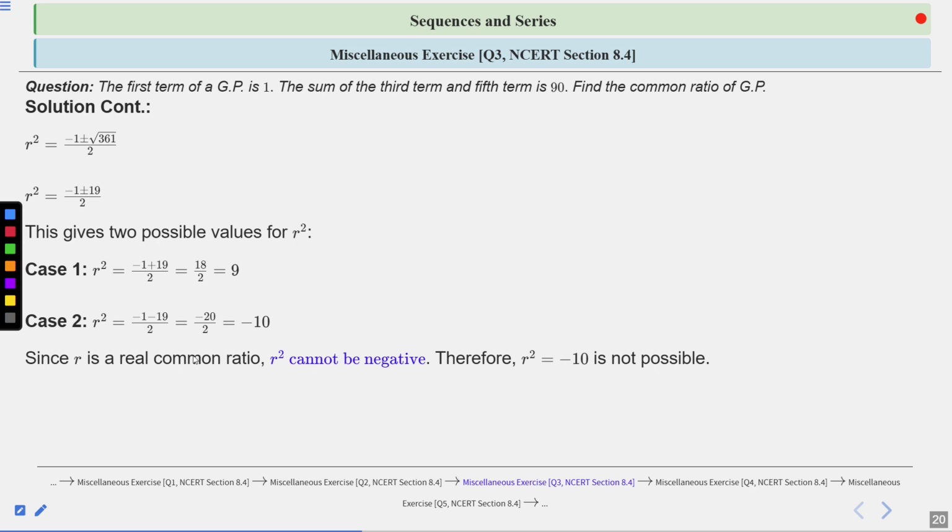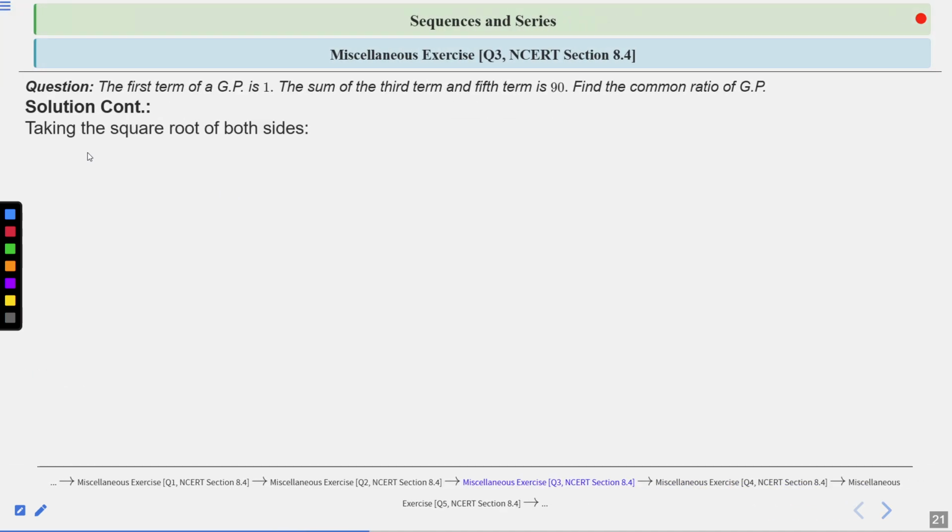Since r is a real common ratio, r square cannot be negative. Therefore, r square equal to -10 is not possible. Thus, we take r square equal to 9. Taking the square root of both sides, we get r equal to ± square root of 9. So r equal to plus or minus 3. Here we obtain two possible values of r: r equal to +3, r equal to -3. The common ratio of the geometric progression is +3 or -3.